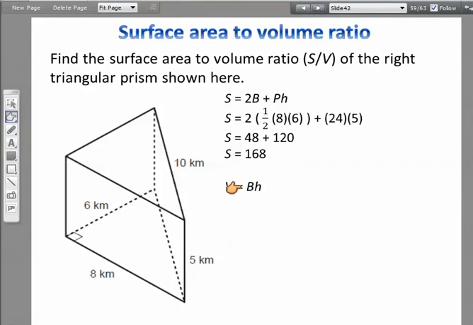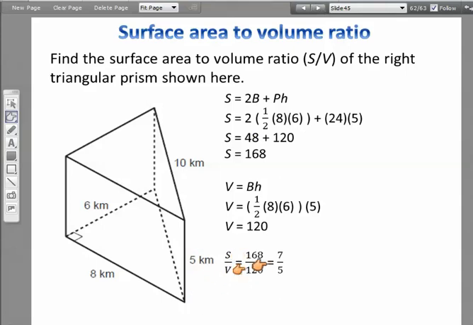Now for my volume, remember the capital B I've already figured out right up here. If I say 1/2 times 8 times 6, I'm going to get 24. Well, why don't I just go ahead and plug in the whole formula just like I did before. And then 5 for the height of the prism. So I get 120. So my surface area to volume ratio is going to be 168 over 120, which reduces to 7/5, or you would say 7:5 ratio.